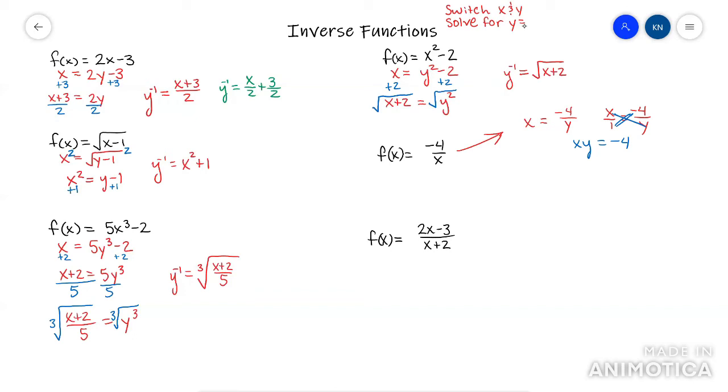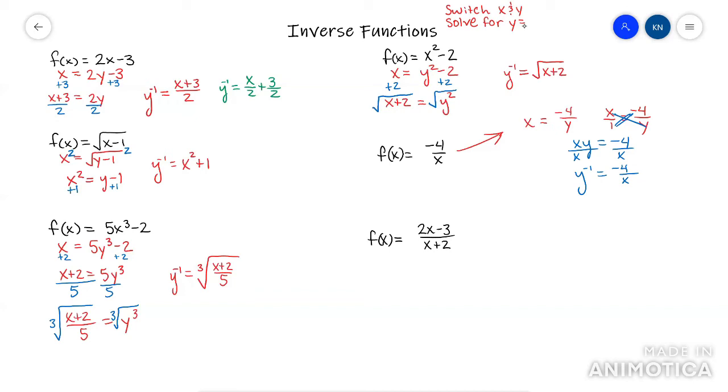Okay, now you're going to have to get y by itself. So you're going to divide by x here. So my y to the -1, my inverse, is just -4 over x. It's kind of weird because that's the original equation, but I'm going to trust my math there and move on.